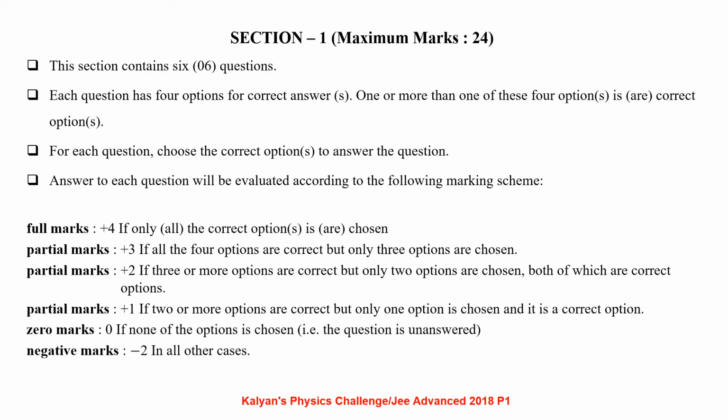Section 1, maximum marks 24. This section contains 6 questions. Each question has 4 options. One or more than one of these 4 options is correct. The marking scheme is as follows.